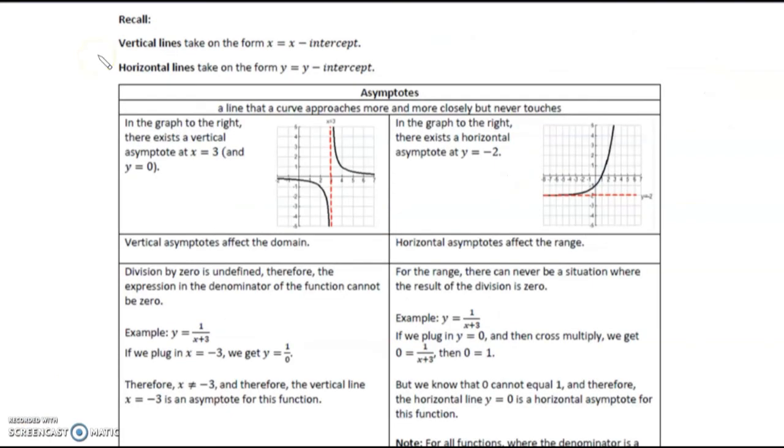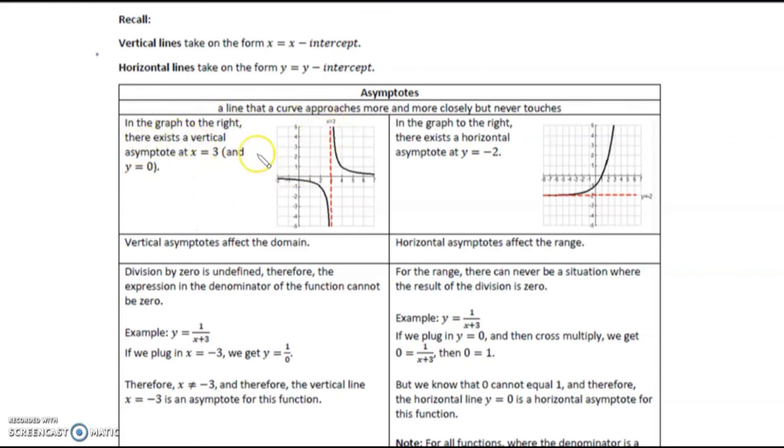And recall from grade 9, vertical lines take on the form x equals x-intercept. We're going to need this for this course. And horizontal lines take on the form y equals y-intercept. When we're dealing with vertical lines, a lot of times in this course we're dealing with asymptotes. So what is an asymptote? It's a line that a curve approaches more and more closely, but never touches.